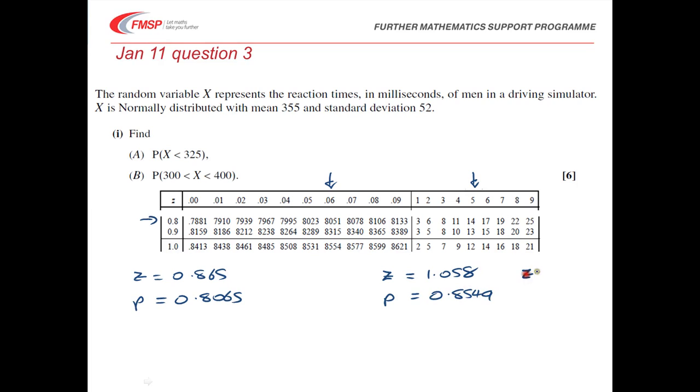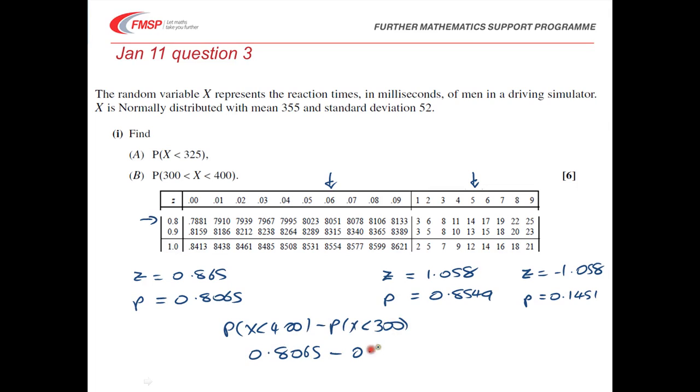So again, I really want the negative z value. So we take that away from 1 as I discussed a little bit earlier. So that's 0.1451. So your answer to this now is the probability of x being less than 400 minus the probability of x being less than 300. And we've got both of those values now. So 0.8065 minus 0.1451. And that's going to give me 0.6614. If you've used a graphical calculator to do this, then your number will be slightly different because it's slightly more accurate.